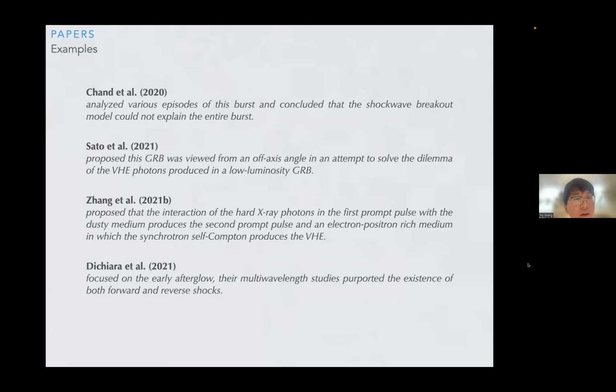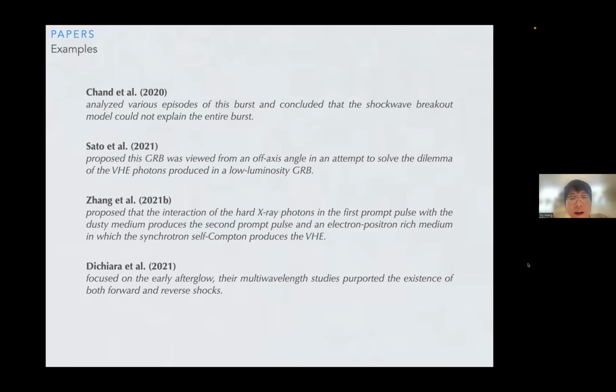And this is Chang et al. They analyzed the various episodes of this burst and concluded that the shock break model could not explain the entire burst. And Sato et al. proposed that this burst was viewed from an off-axis angle. Then Zhang et al. proposed that the interaction of the hard X-ray photons in the first prompt pulse with the dusty medium produced the second prompt pulse.